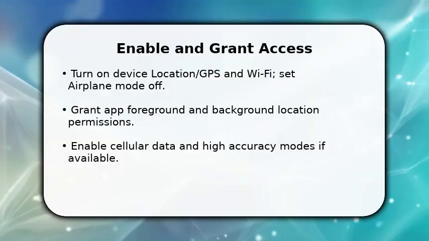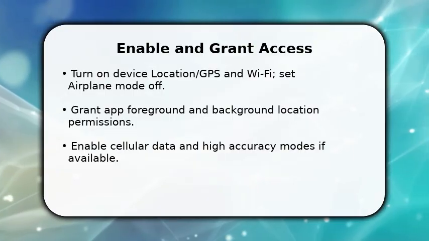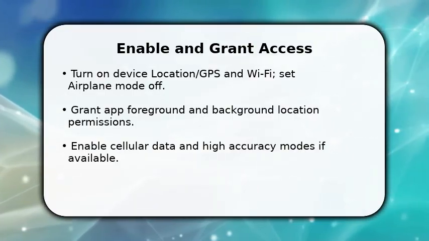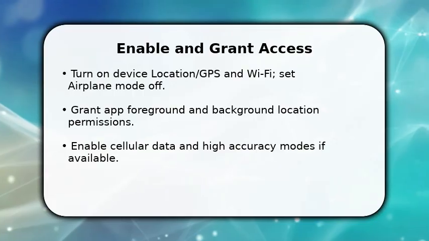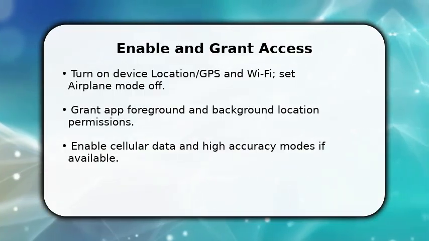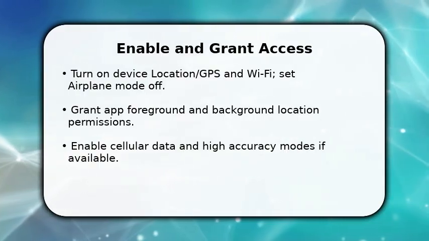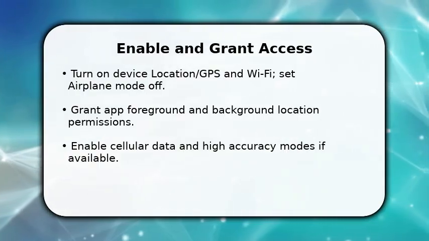Enjoy the video. You start by turning on location and high accuracy modes so sensors can deliver fixes. Next, give the app both foreground and background permissions. Without background access, you lose continuous traces. Once done, make sure Wi-Fi and cellular radios are active because hybrid positioning uses them.